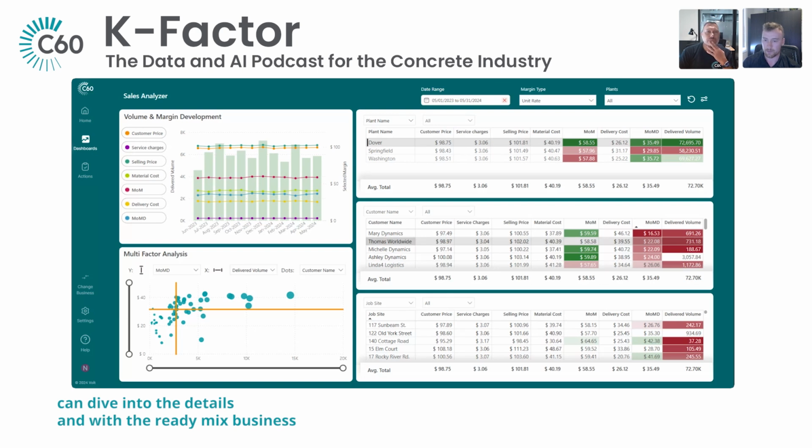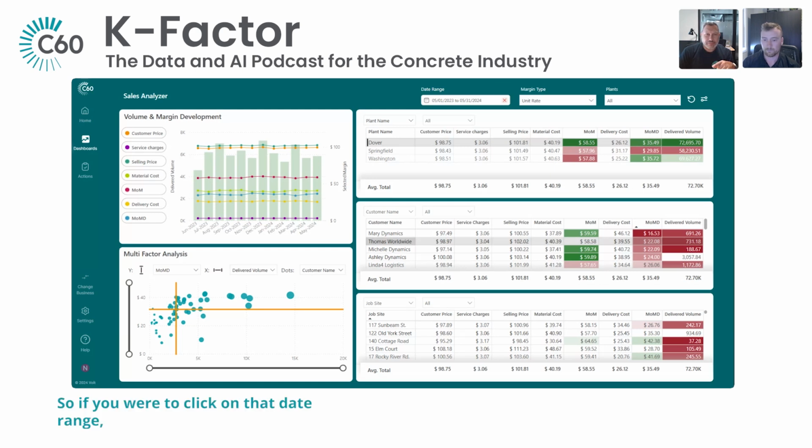And with the ready mix business running on a day-to-day basis where everything's ad hoc, it's easy to forget what happened a week or a month ago. So the ability to look back on yesterday and make some improvements and some actions immediately is a really crucial and functional piece of C60.